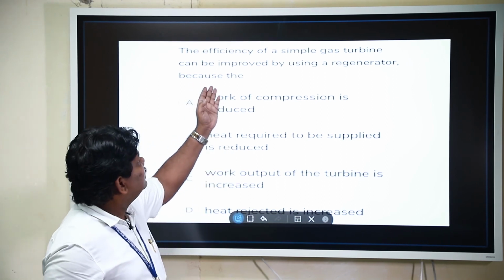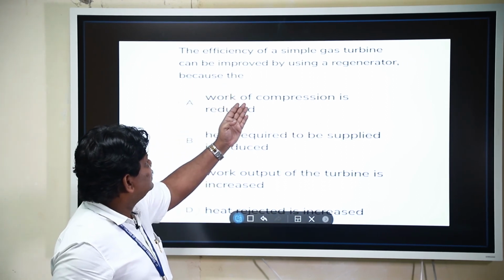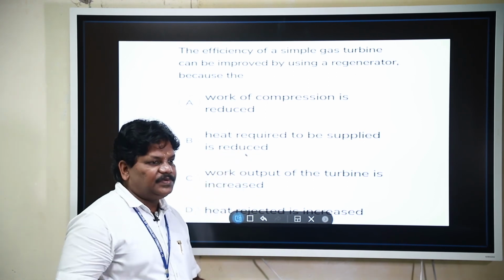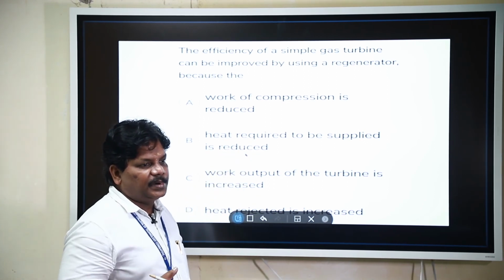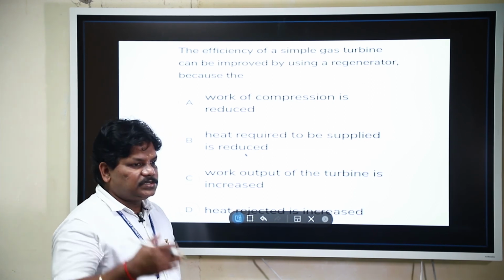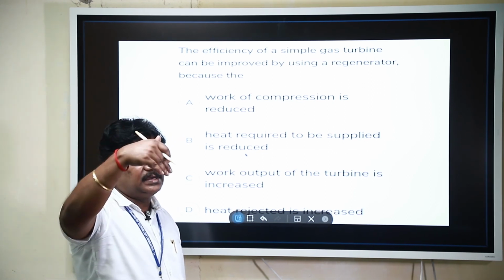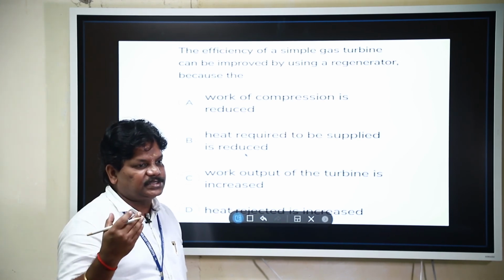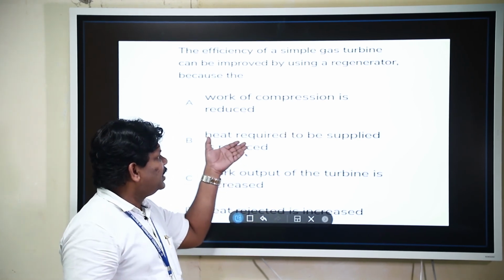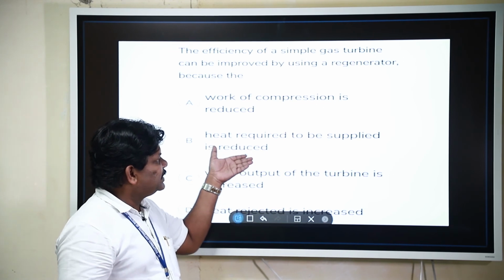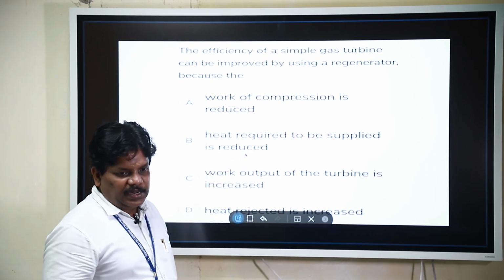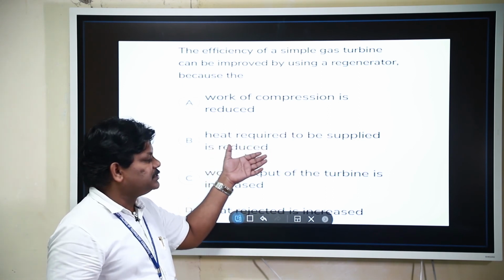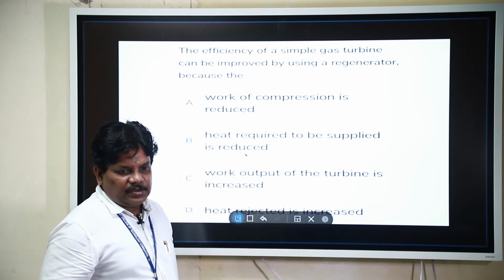Here you can see that the efficiency can be improved by using a regenerator, because the amount of heat energy that is required to be supplied is reduced. When you are using a regenerator, the temperature automatically increases, so there is no need to supply a higher heat energy at the inlet. So when you use a regenerator, automatically the heat required to be supplied will be reduced.